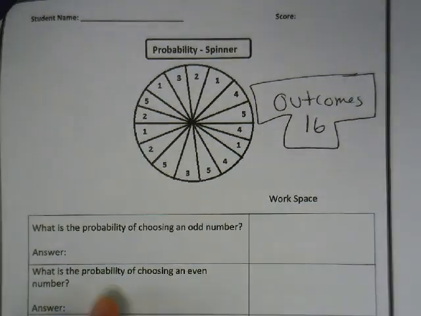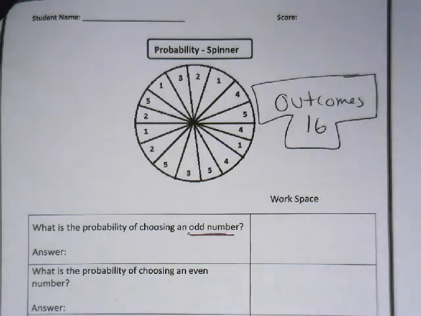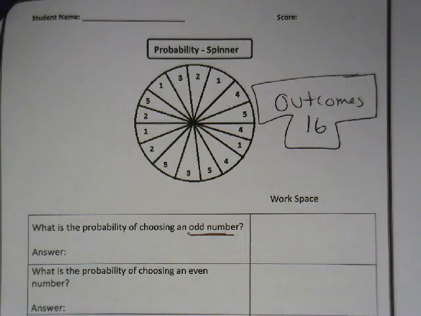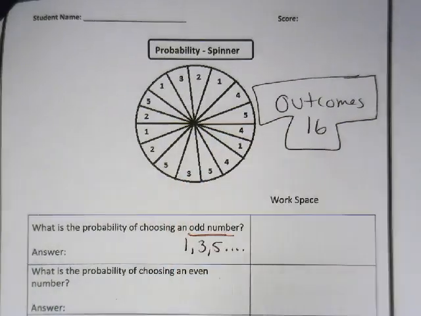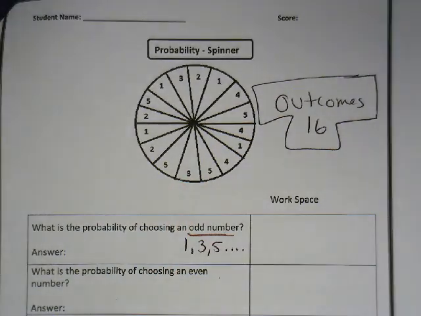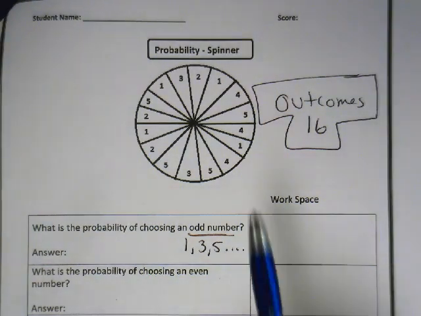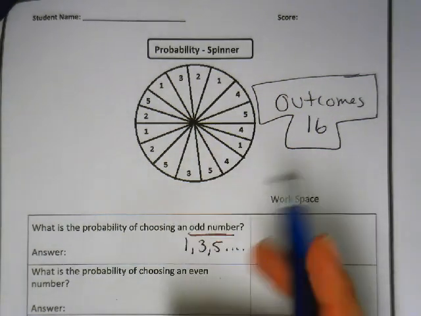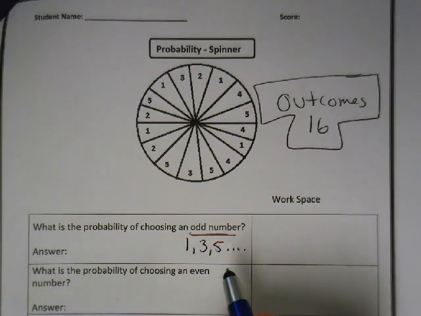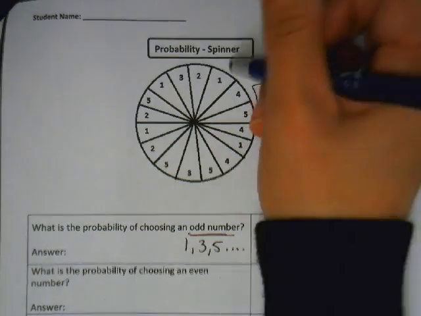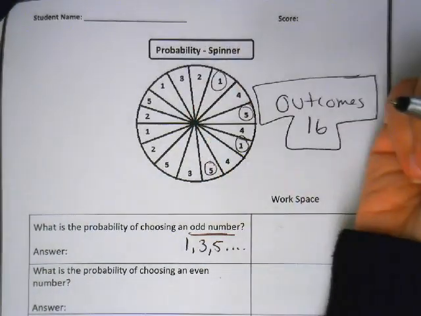Okay, so what is the probability of choosing an odd number? What are odd numbers? You get them on your homework all the time. 1, 3, 5, 7. Okay, 1, 3, 5, and so on. So, Tiffany, we are going to count how many 1s, 3s, and 5s there are. Now, this is your paper, so you can put a little star, a little dot, so you keep track of how many 1s, 3s, and 5s there are. 1, 2, 3, 4.